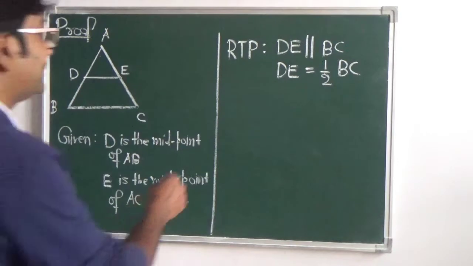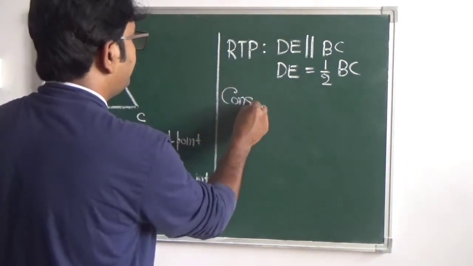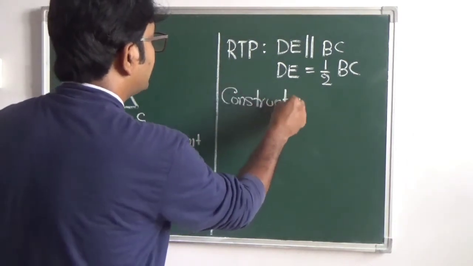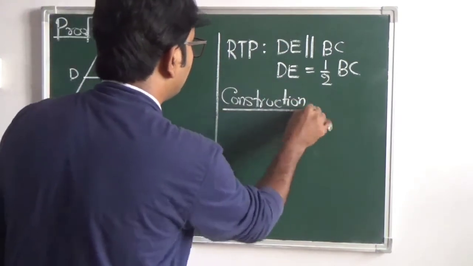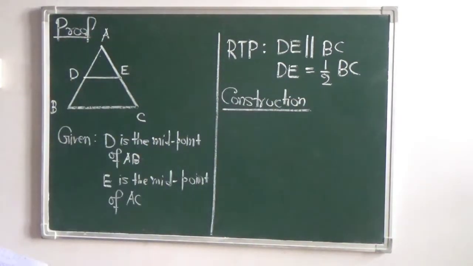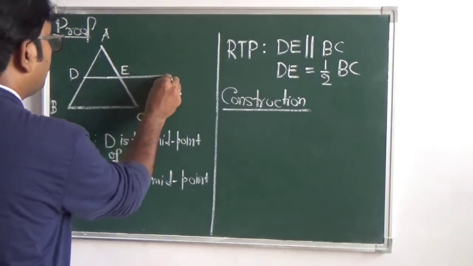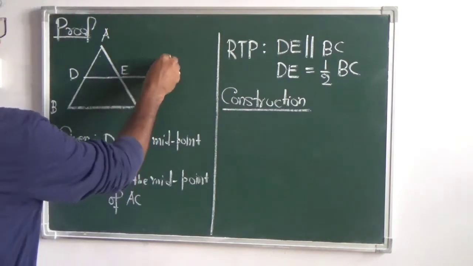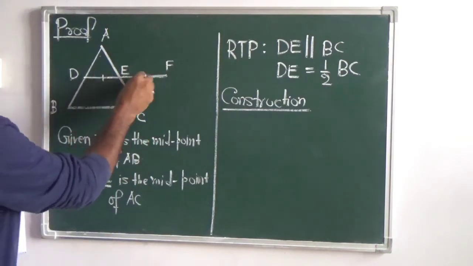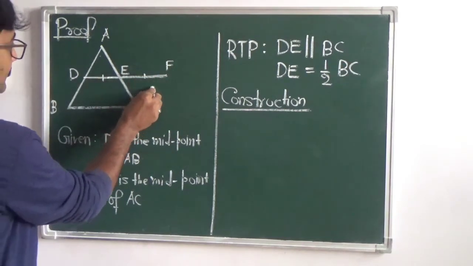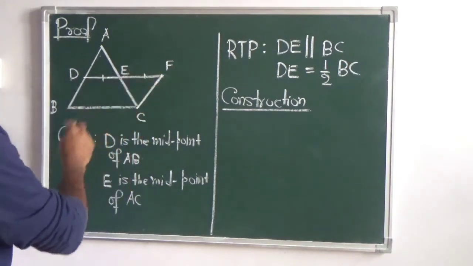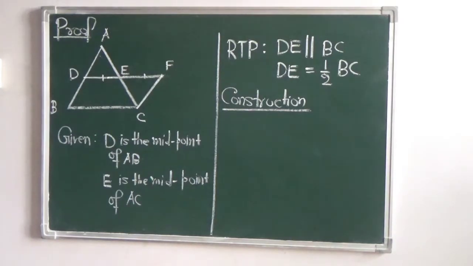So here we will do a little construction in order to prove this particular theorem. So write down construction. The construction is that extend the line segment DE and produce it to F such that DE and EF are the same. Join C to F. The construction is extend the line segment DE and produce it to F such that DE equals EF and then join C to F.